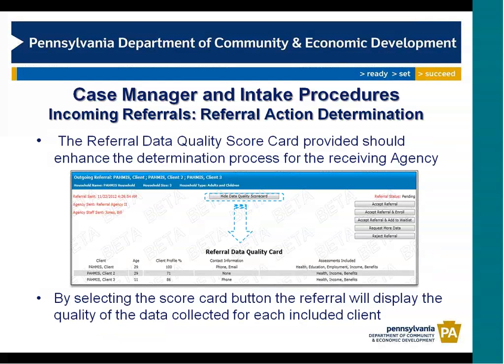But as we said before, not only do sending agencies see the data quality scorecard, but so can the receiving agencies, to get a glimpse of, hey, if I accept this referral, what kind of data am I importing into my agency? Basically, you click on this button, and it'll open up, show and hide, and it shows the 3 basic categories of information that all the included clients have. Pretty good information there.